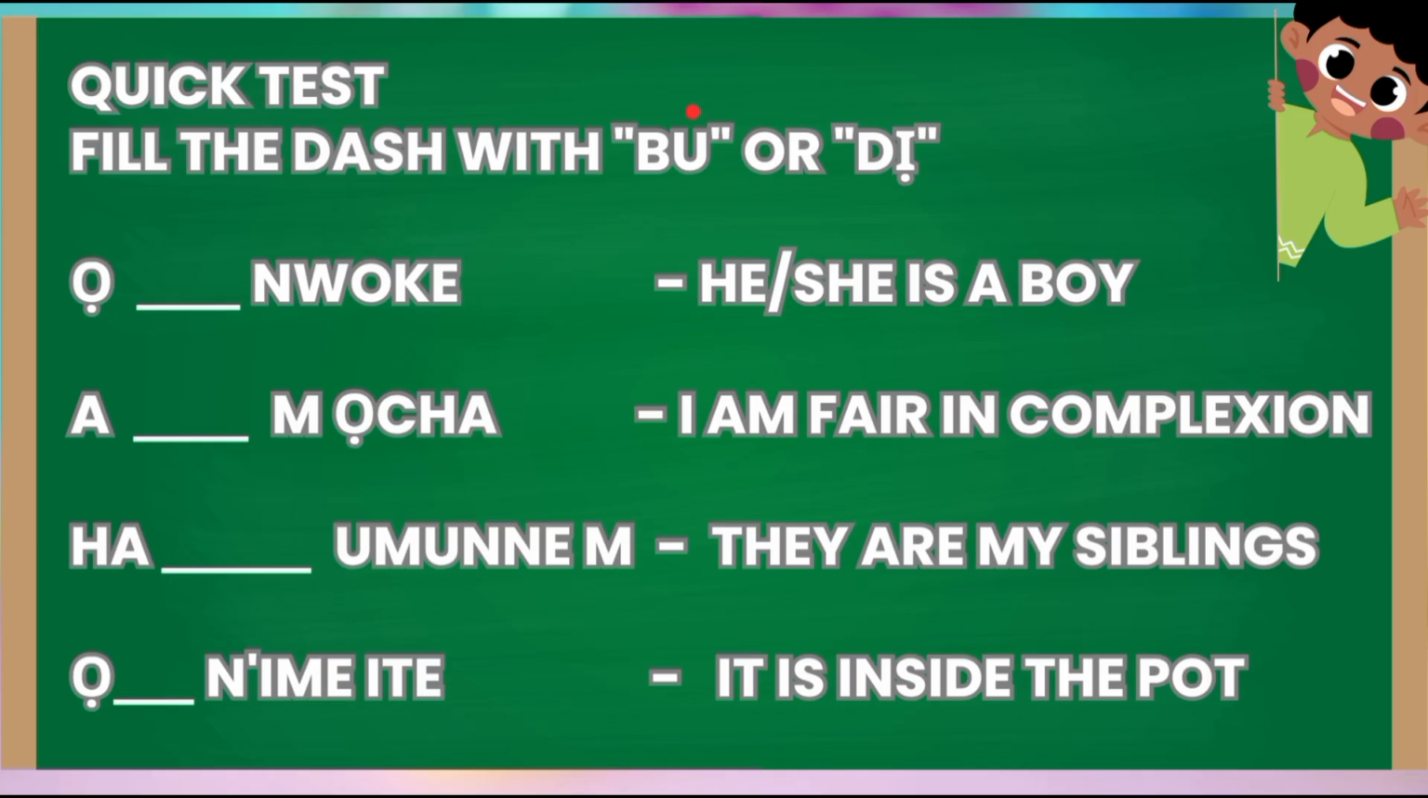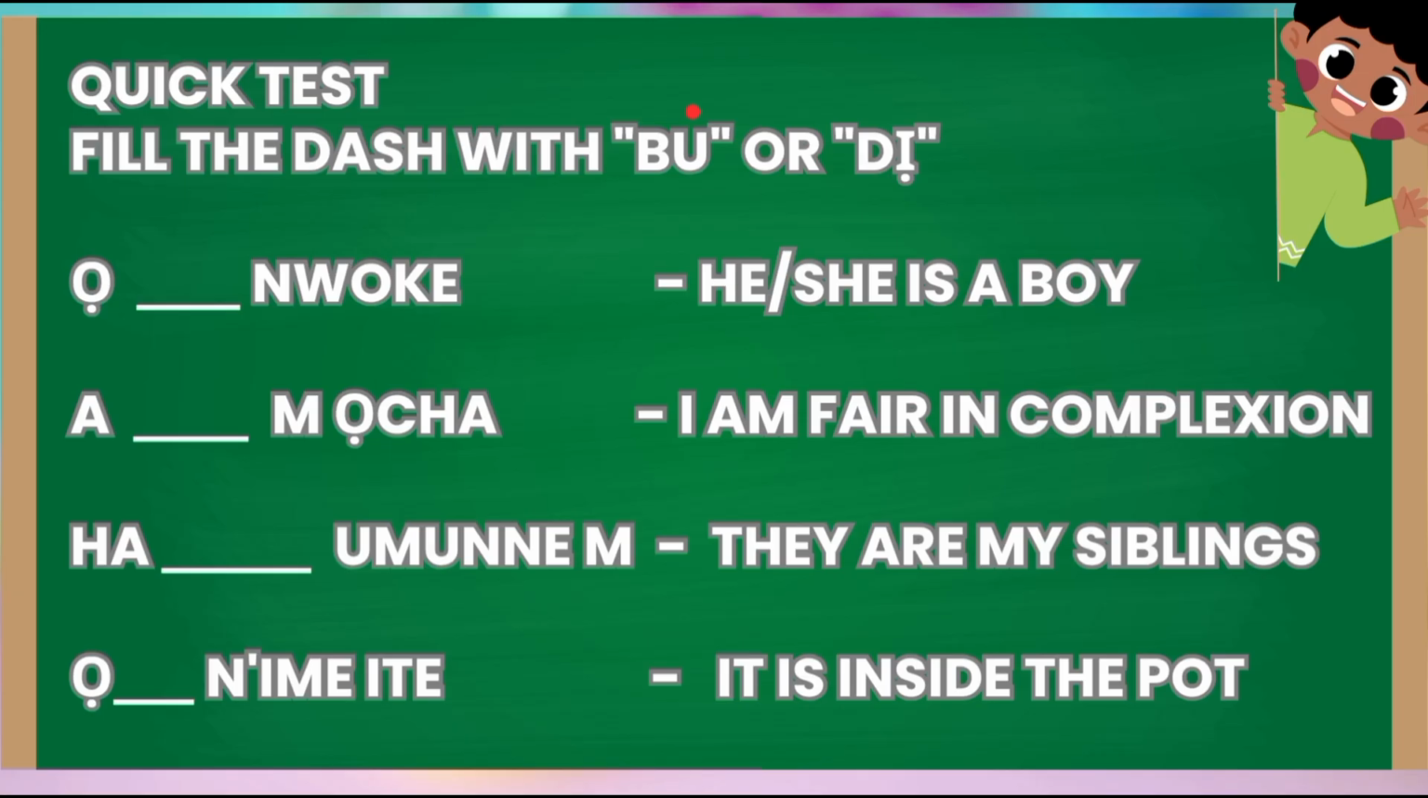Okay, let's answer it together. He or she is a boy. Being a boy, is it a temporal condition? Will it change? So what do we use here? "Ọbụ". Okay, that's correct. I am fair in complexion. Does it describe the person? Is it a temporal or permanent state? That's correct. We use "dị" because it describes the person and it can still change. "Adị m ọcha".